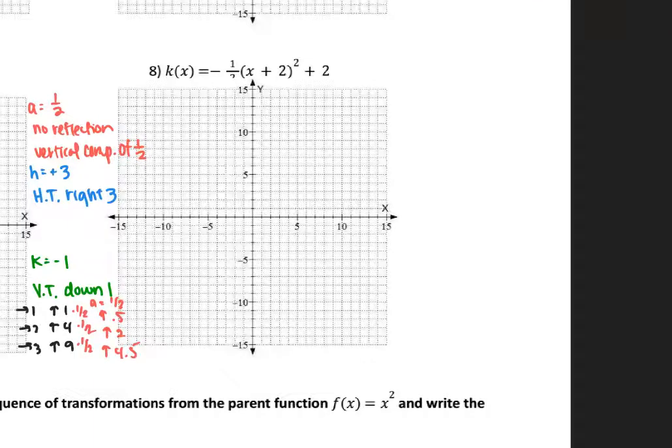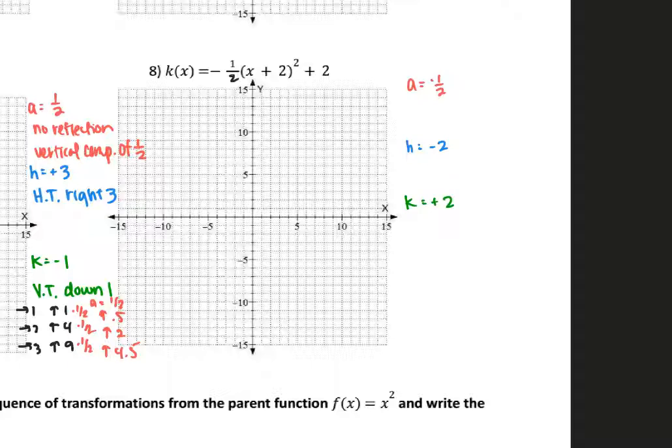All right, now with number 8, this number got a little cut off, but it's 1/2. Again, listing out A, H, and K. So A is negative 1/2. H is going to be negative 2. And K is positive 2.